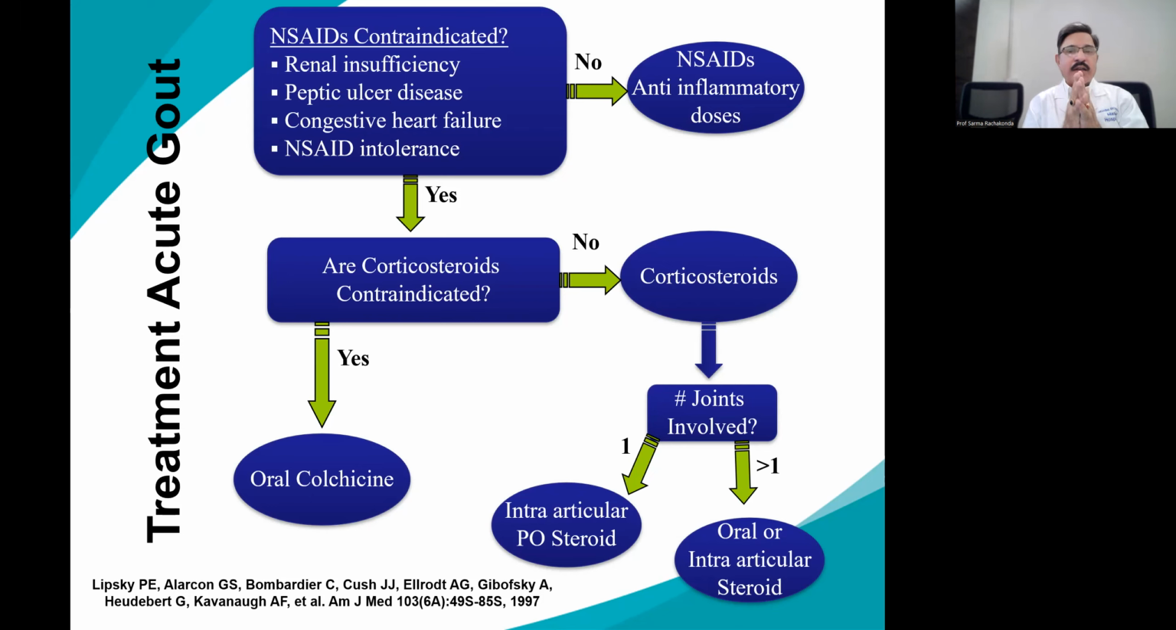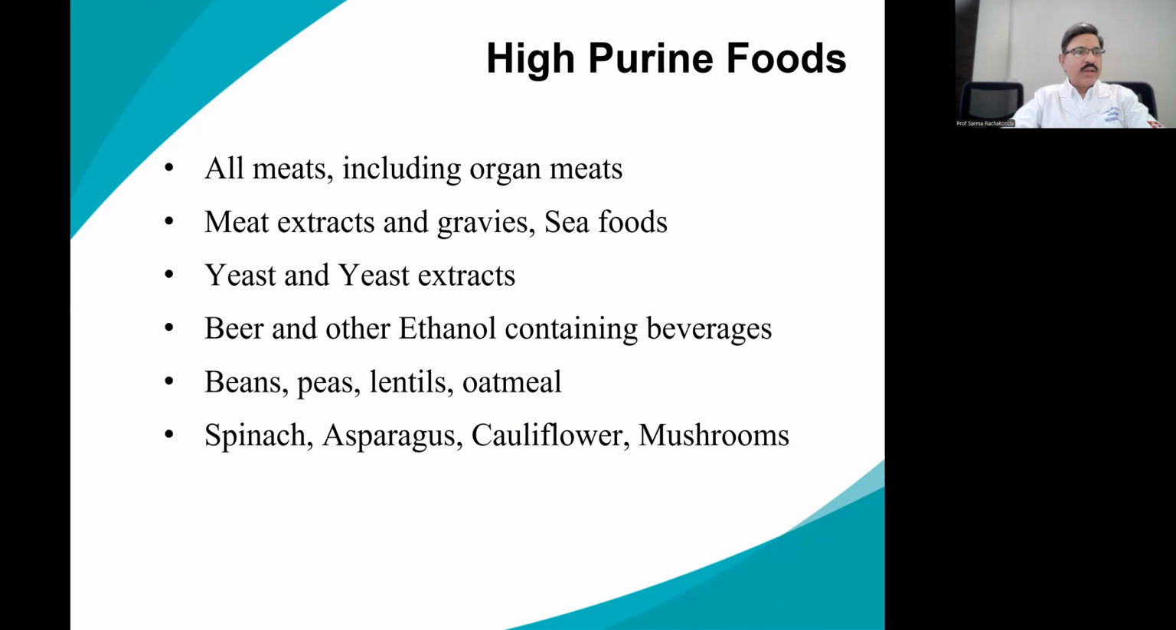And consider how many joints. Only one joint, okay, I put a needle and give it there; the rest of the body is spared. If more than one joint is affected, give oral or systemic corticosteroid. Supposing corticosteroids cannot be given and NSAIDs cannot be given, then you are left with the other anti-inflammatory specific agent, colchicine. Okay, so that is the flow chart. That completes the treatment algorithm for acute gout. There is a reference there from where it is taken. Everything has a reference.